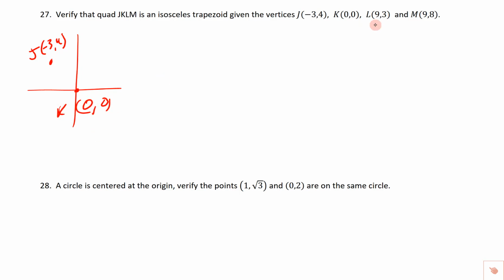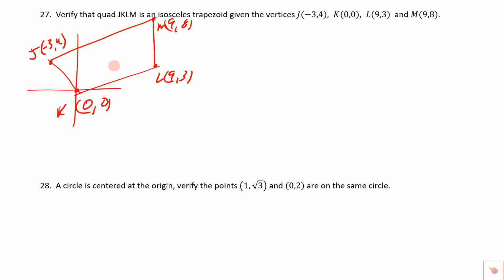And then I've got (9, 3), so (9, 3) is going to be up just a little bit less than that one right there. So this is going to be L, and that's at (9, 3). And then the other one is at (9, 8). So (9, 8) would be straight above this here, okay? So this is (9, 8), and that's M. So we've got definitely a quadrilateral. Even with my crappy drawing here, it kind of looks like it might be an isosceles trapezoid.